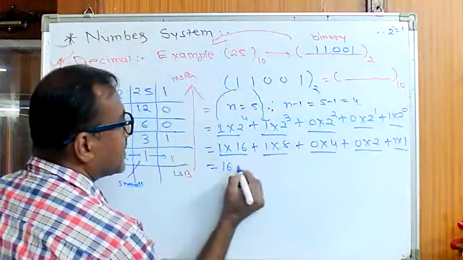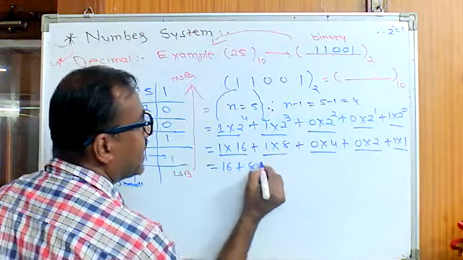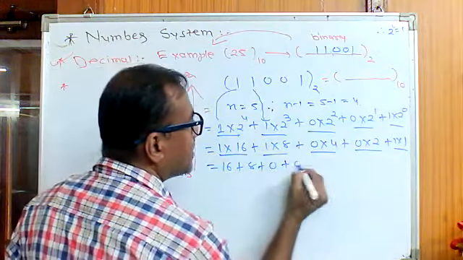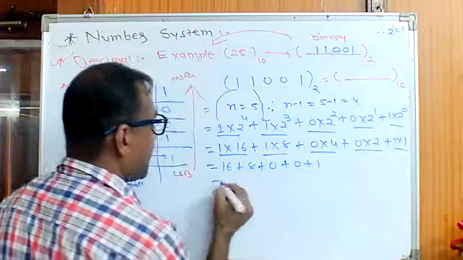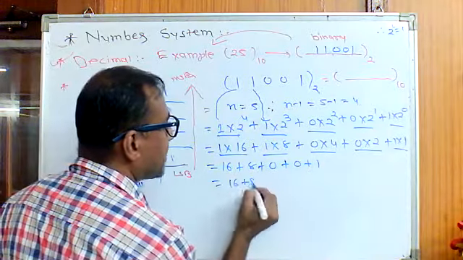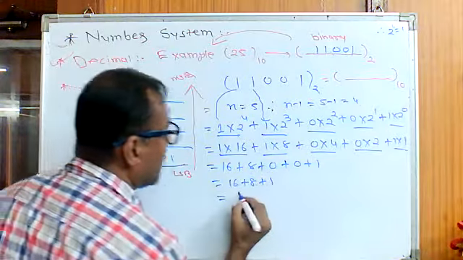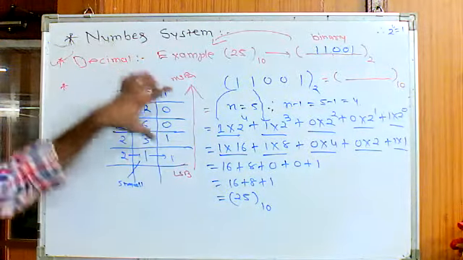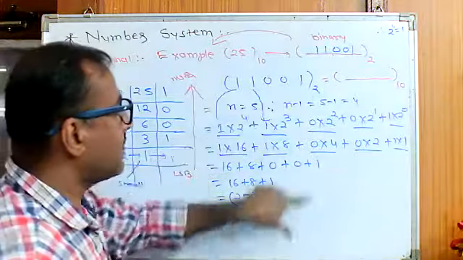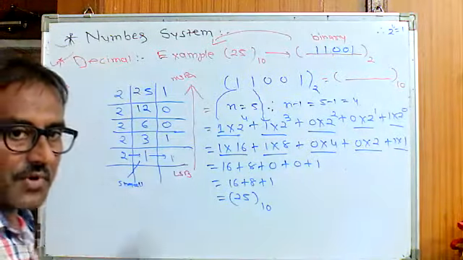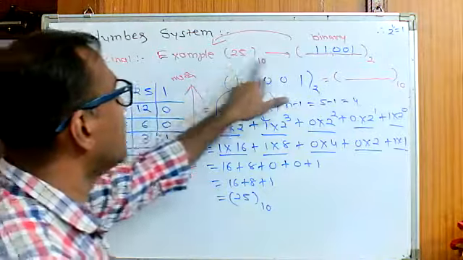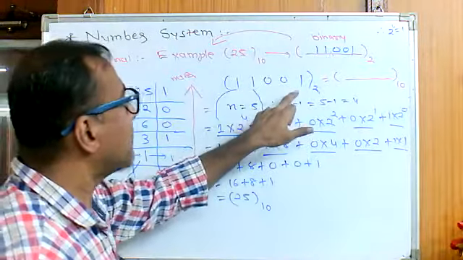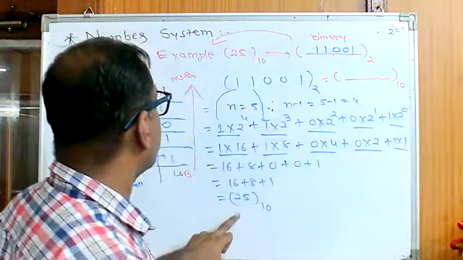So this number is 1 multiplied by 16 is 16, plus 8 multiplied by 1 is 8, plus 0 multiplied by 4 is 0, plus 0 multiplied by 2 is 0, plus 1 multiplied by 1 is 1. 16 plus 8 plus 1 is equal to 25 in decimal. So binary to decimal is represented like this. For example, 25 in the decimal number system is 1 1 0 0 1 in the binary number system.